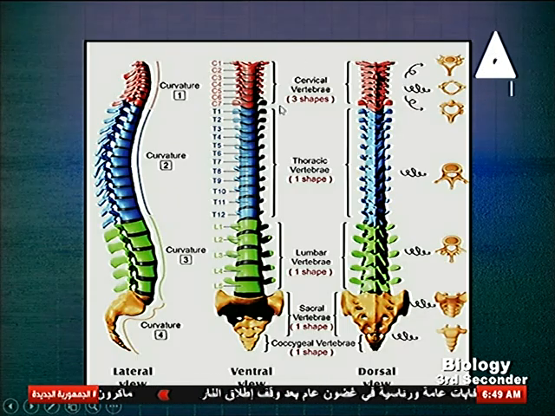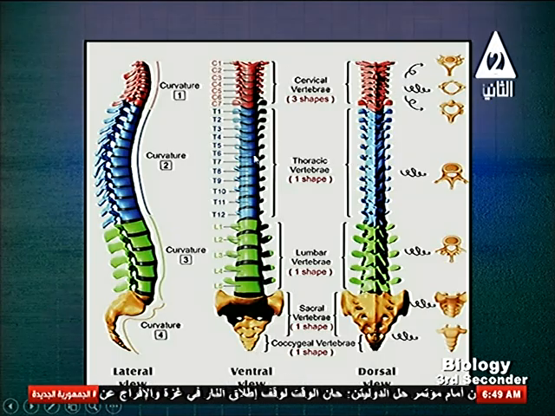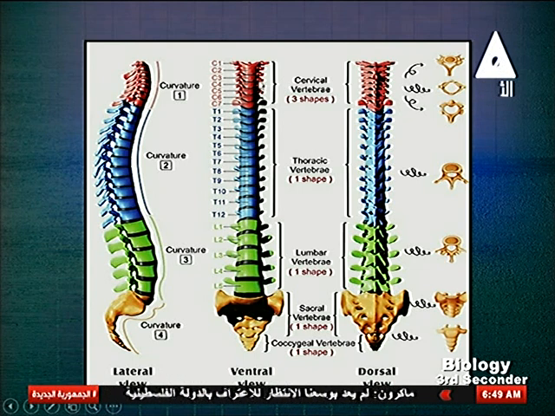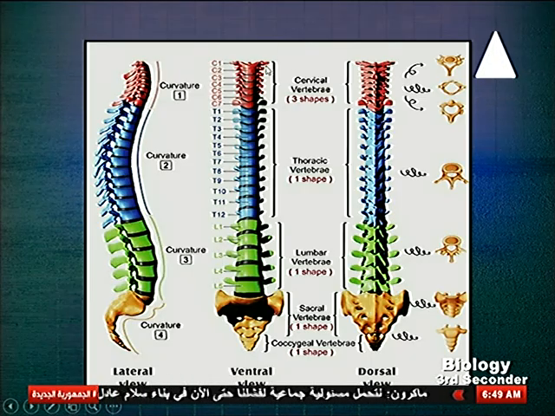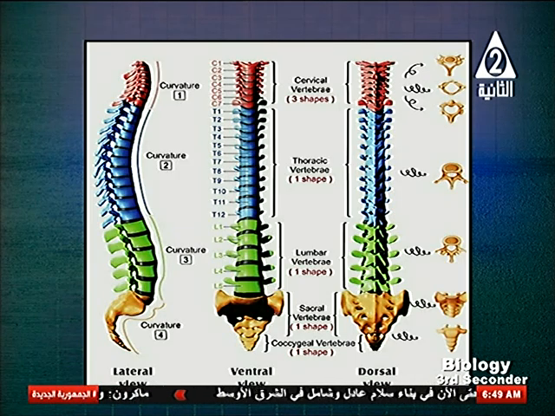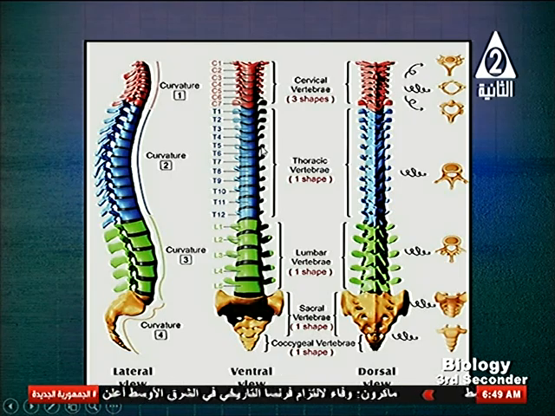Cervical vertebra has 3 shapes. Shape number 1 differs from shape number 2, and both differ from the rest of the cervical vertebra. Thoracic vertebra, all of them have 1 shape. There are 12 vertebra. Vertebra of the cervical and thoracic regions articulate with each other, meaning they are not fused. So the cervical vertebra are 7 vertebra, 7 bones, moderate in size, articulating with each other. Thoracic vertebra are 12.